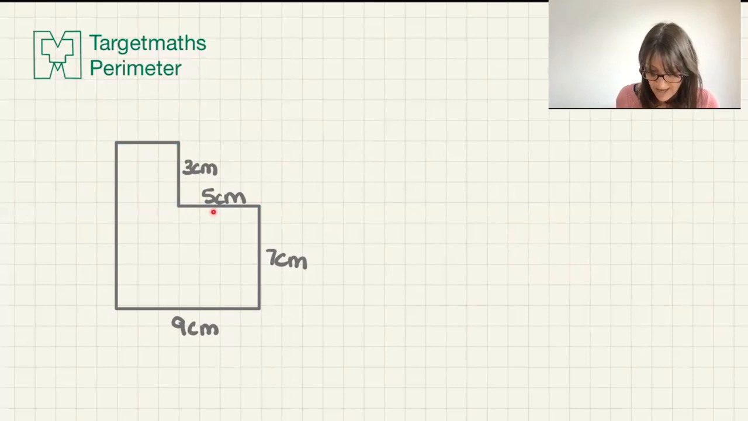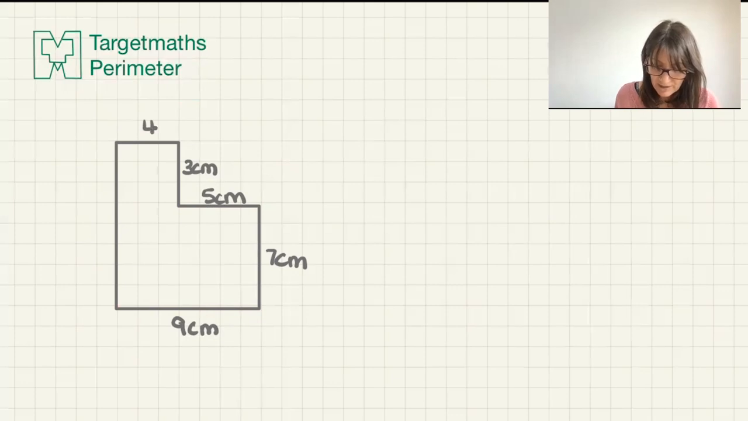I know that that edge there is 5. I know that the bottom of the shape here, which is also a horizontal line, is 9. So the total width of this shape is 9. If I've got 5 of the 9 there, then this edge here must be 4.